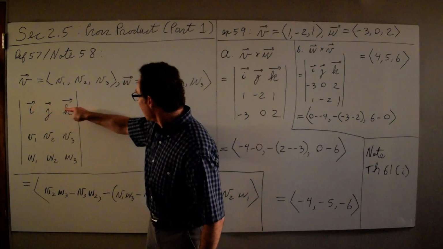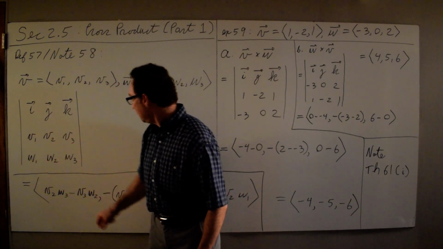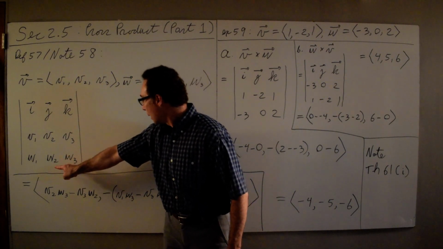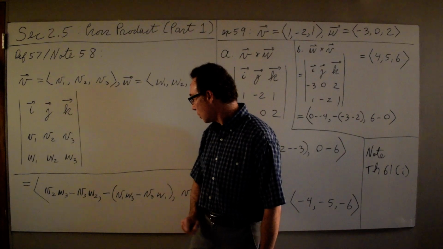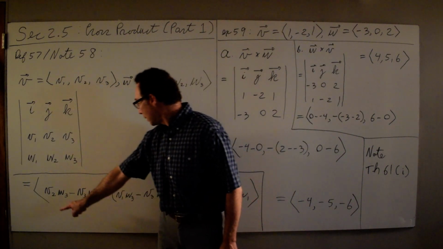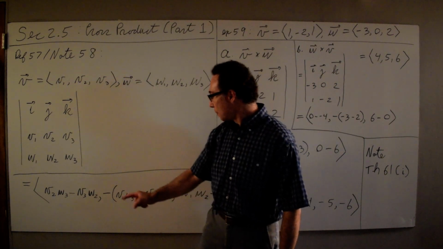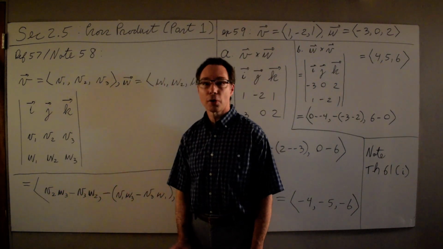So we ignore I's row, we ignore I's column. We multiply V2 with W3, and then we subtract V3 times W2. That gives us the first component of our vector, or another way to look at this is the scalar for the vector I.